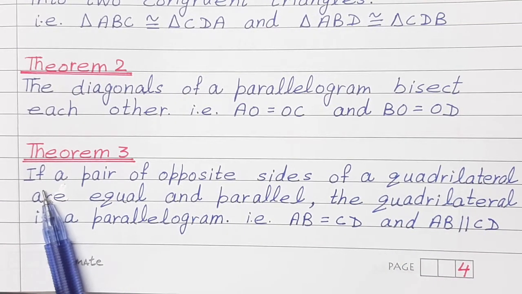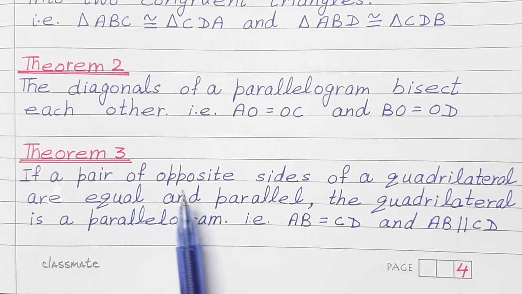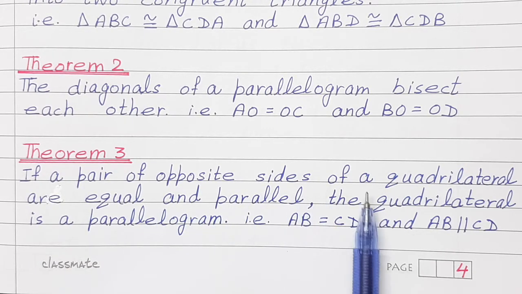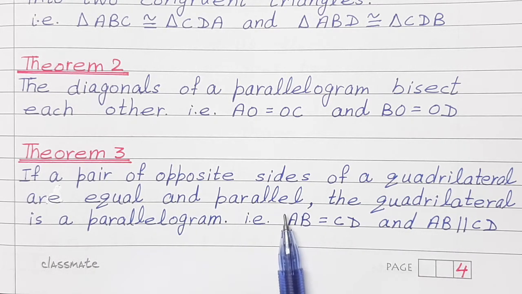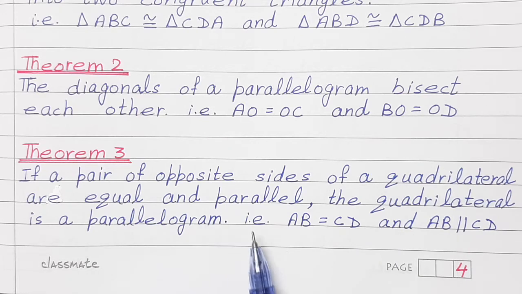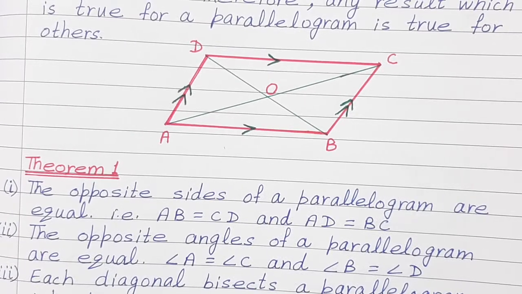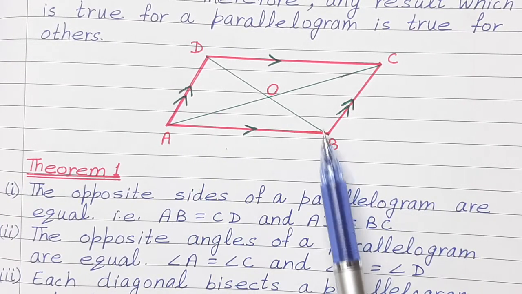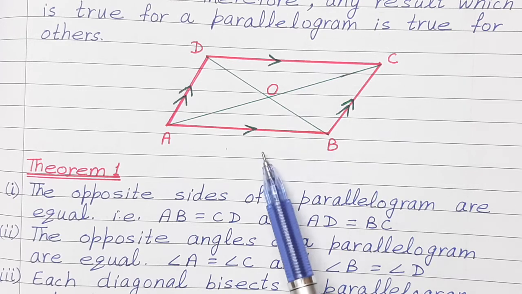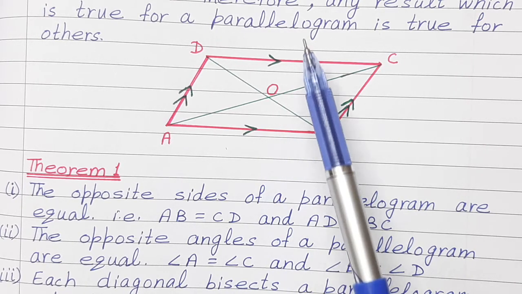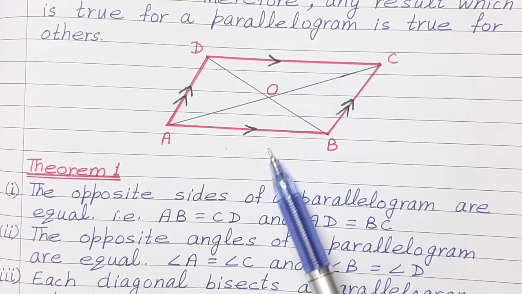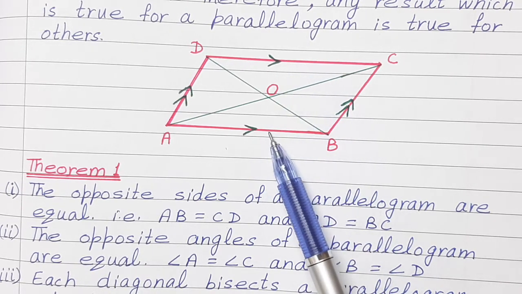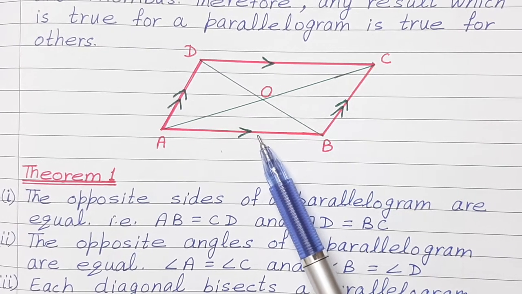Now theorem number 3 is if a pair of opposite sides of a quadrilateral are equal and parallel, the quadrilateral is a parallelogram. That is, now you can see again in the diagram, if AB is equal to CD as well as AB is parallel to CD, that is, if AB and CD are equal as well as parallel, therefore it is a parallelogram.